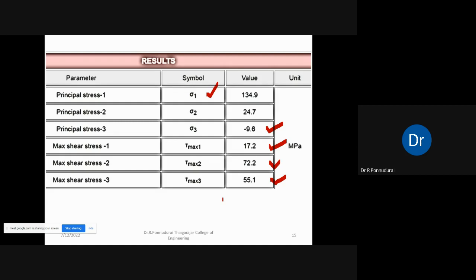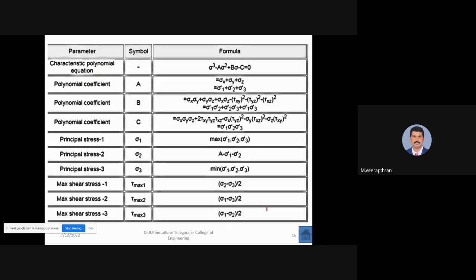Okay. So this is regarding the 3D cases. So we just arrived at this. This is the formula we actually use for the calculation of A, the calculation of B, the calculation of C. Sigma 1 is the maximum of all these values, sigma 2 is A minus sigma 1 minus sigma 3, and sigma 3 is the minimum of these values, and then the tau max 1 formula, tau max 2 formula, tau max 3 formula. Okay, you can take a screenshot of this expression.